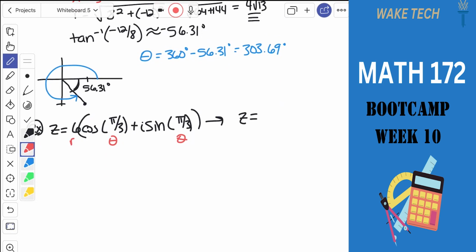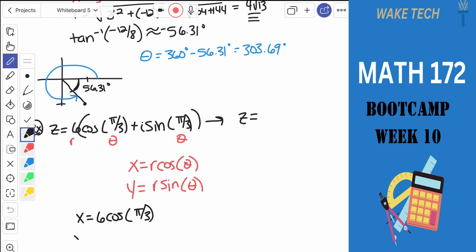Well, again, the same equations from last week. X is equal to r cosine theta. Y is equal to r sine theta. Literally we'll take each of those equations and apply them with our r and our theta value here to figure out x and y. So x equals 6 cosine pi over 3. Y equals 6 sine pi over 3.